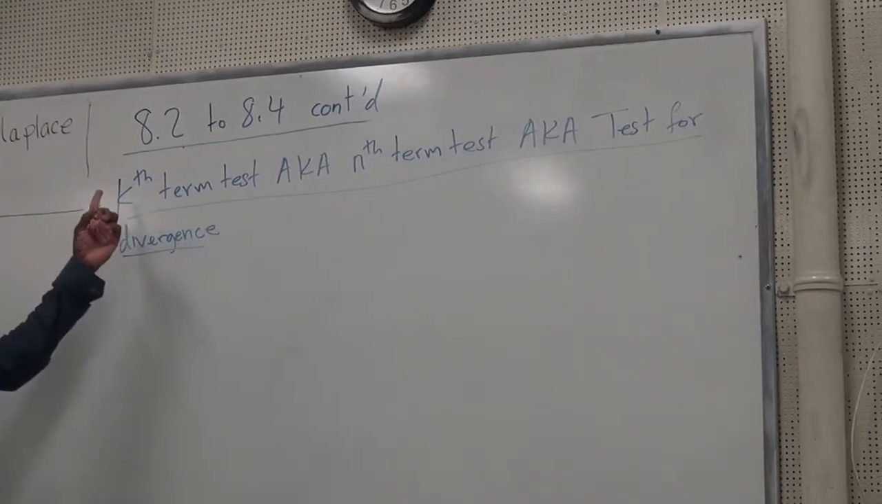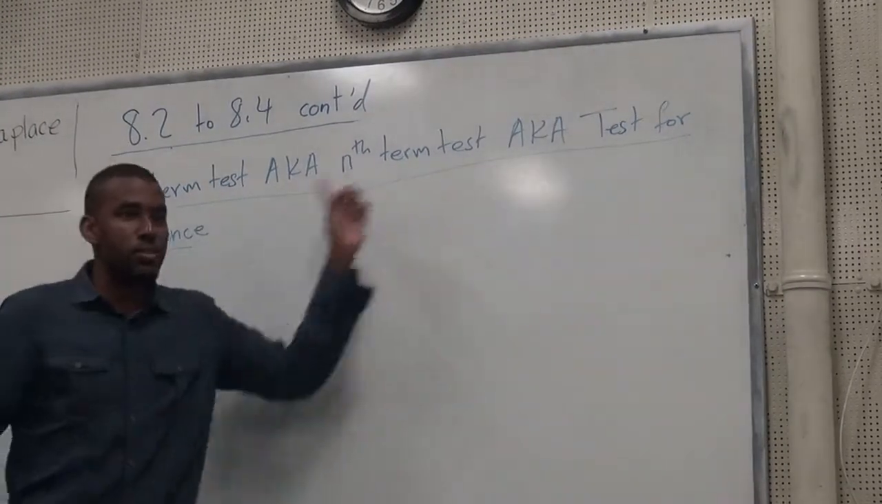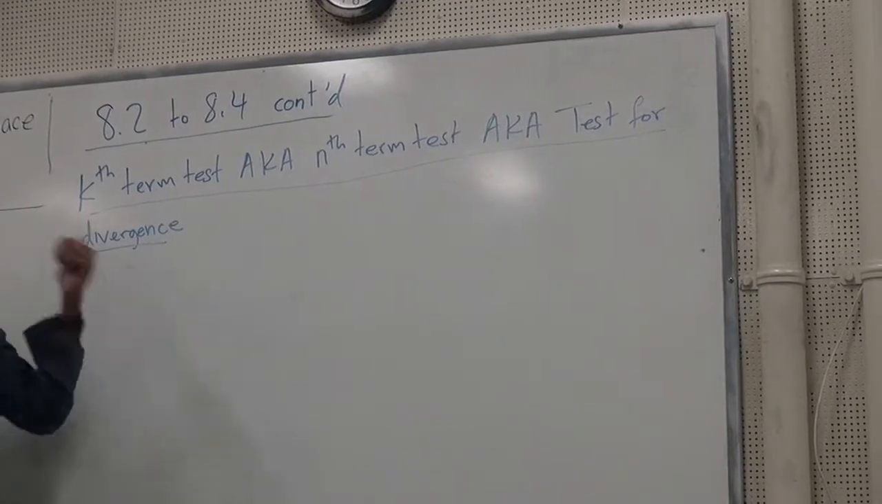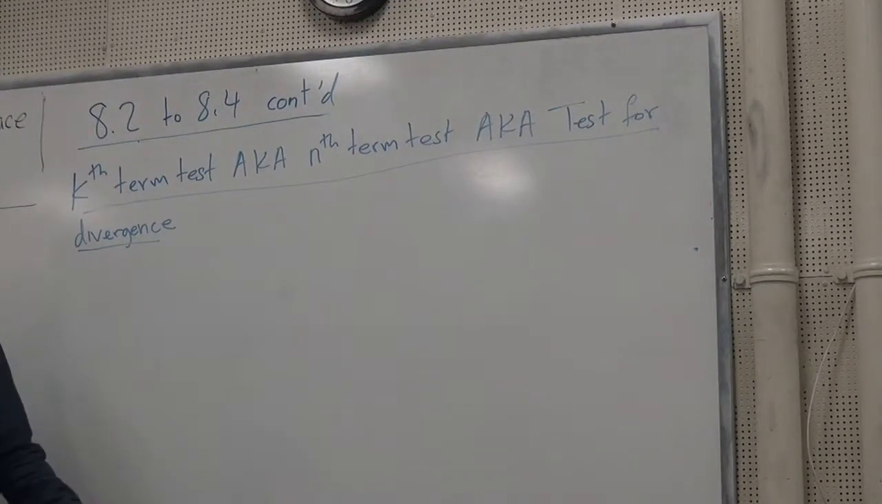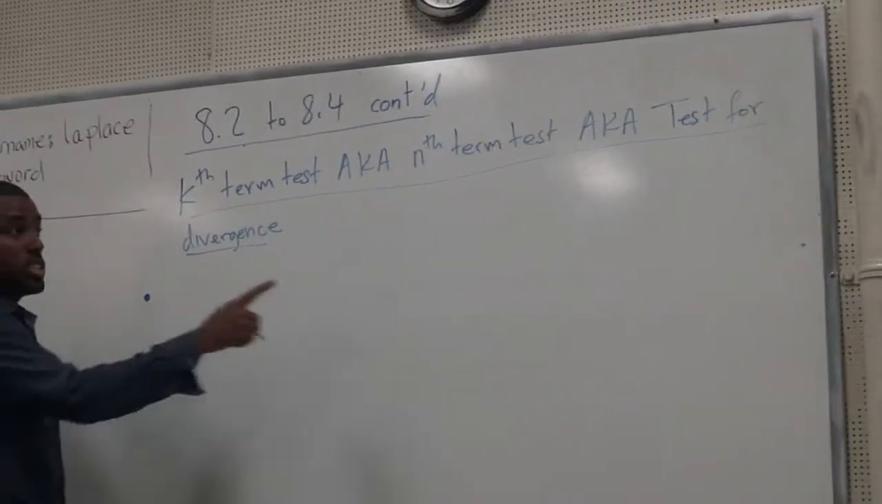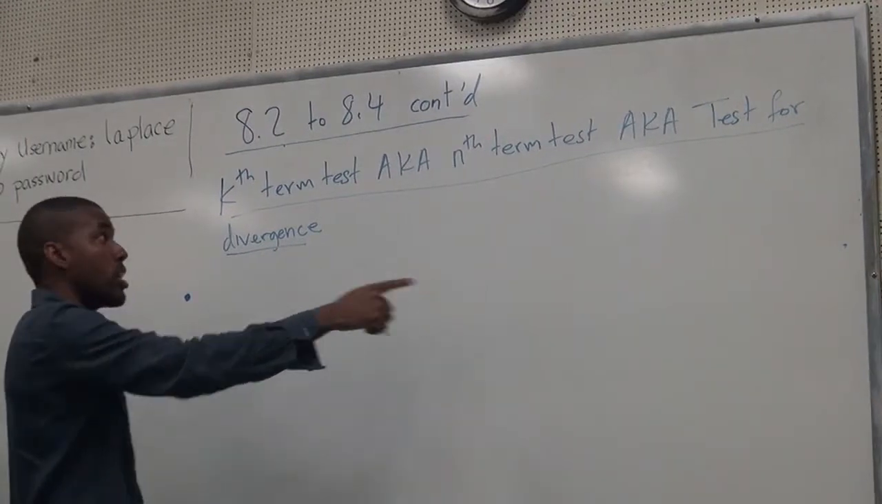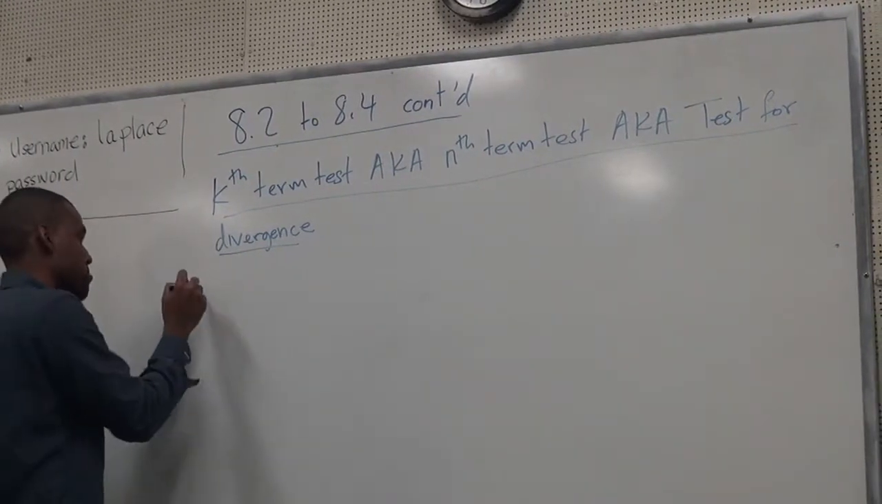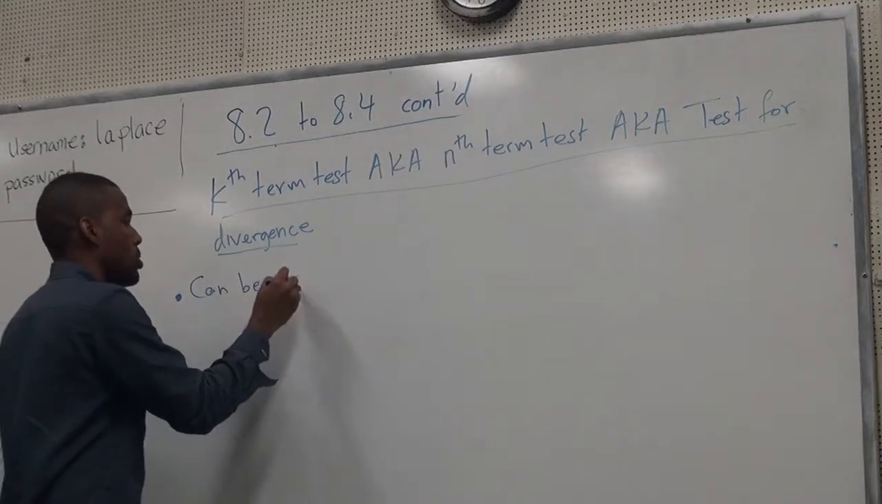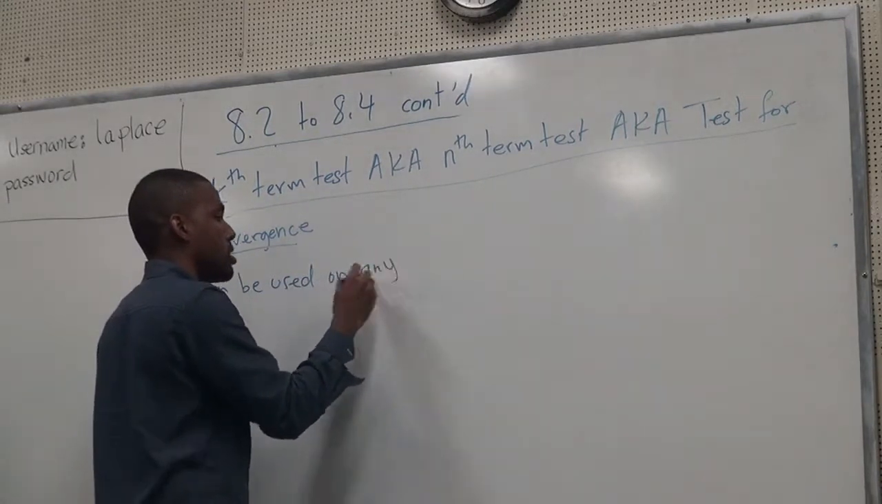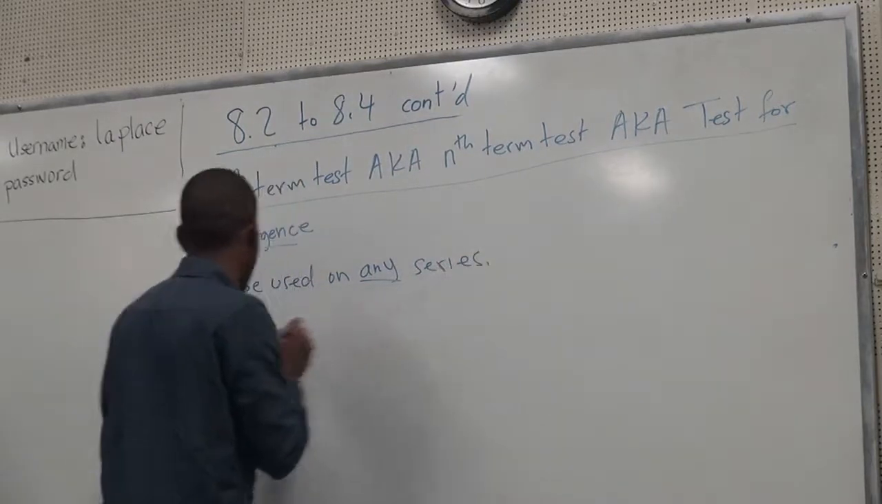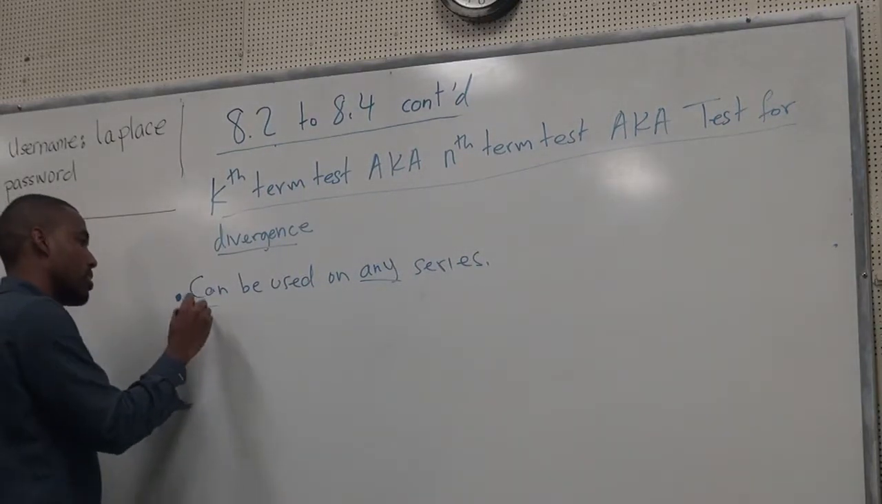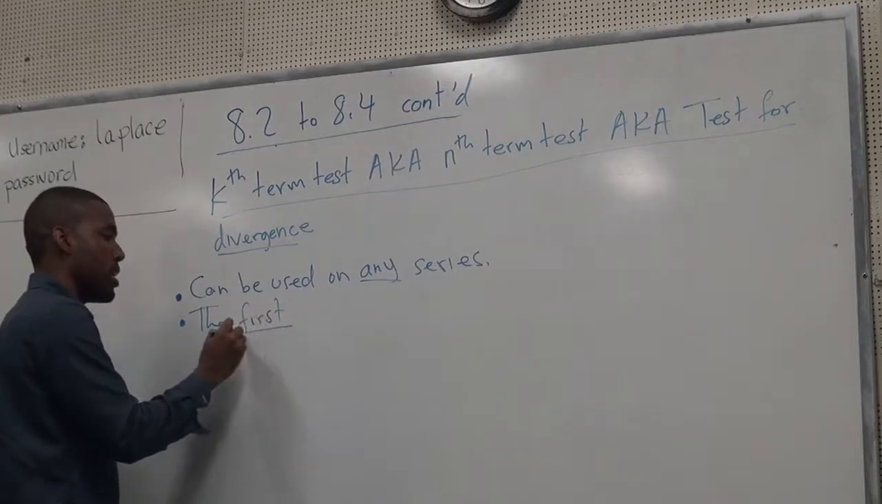Okay, back to the kth term test. The kth term test is called a test for divergence because that's the only thing it can tell you. It can tell you something diverges, right? It can't tell you if something converges. And it's pretty much just taking the limit of the guy. So the geometric series test had a special form that you can use it on. The kth term test can be used on any series, and it's actually the first test you should think of applying.